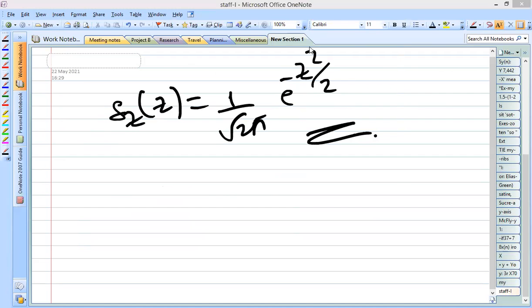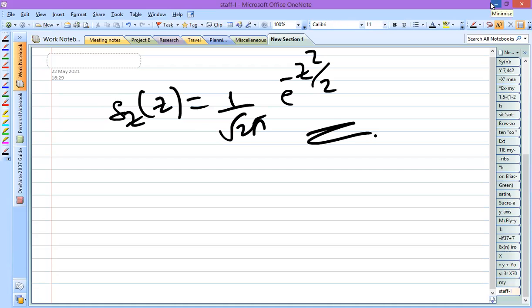Given this, as we have seen in the PDF, in the answer we have obtained the value as, just a minute. So here, this is the PDF for the Gaussian random variable.